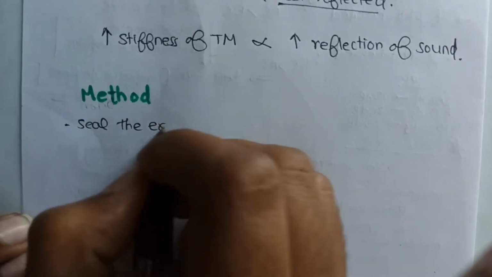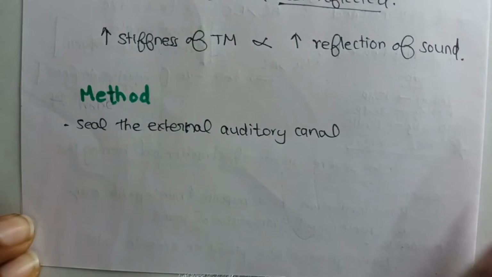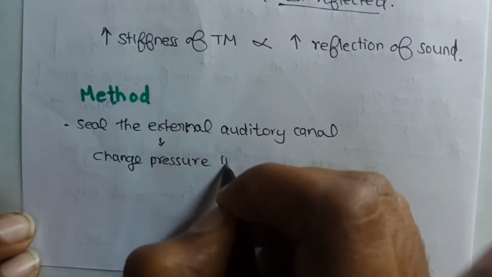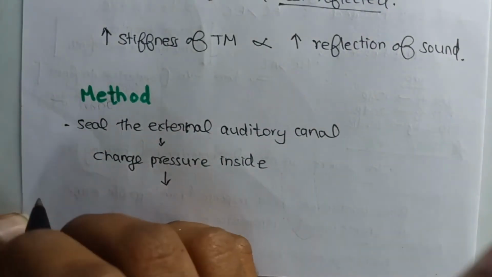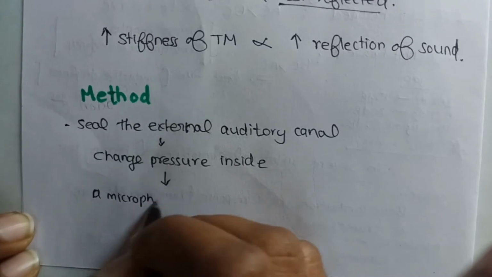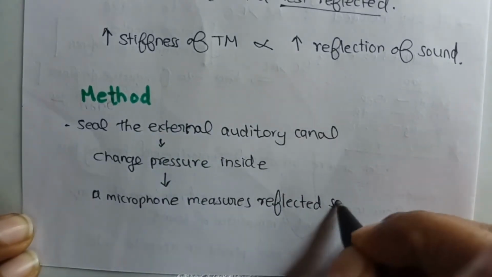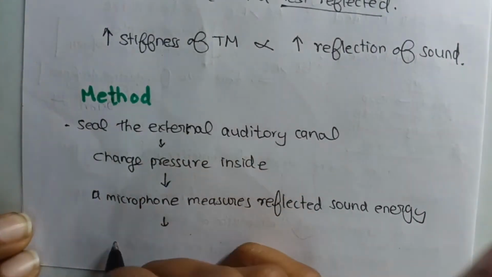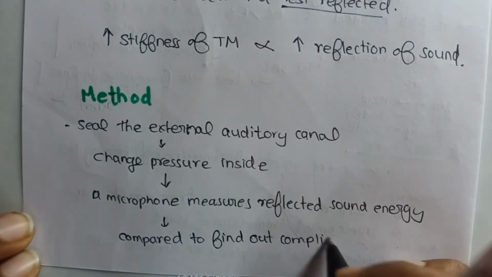Now moving on to the method. How is this procedure done? For this, we first seal the external auditory canal. So after sealing, we start changing the pressure inside this external auditory canal. Now we know that the reflected sound also changes with it. So a microphone measures the reflected sound energy, and this sound energy is compared to find out the compliance of the tympanic membrane.